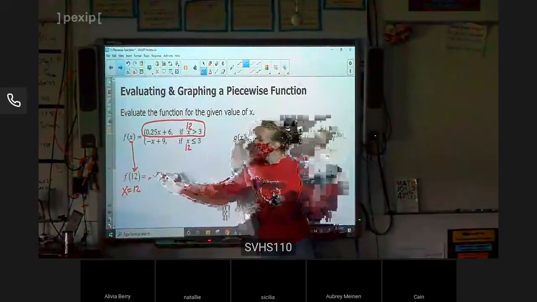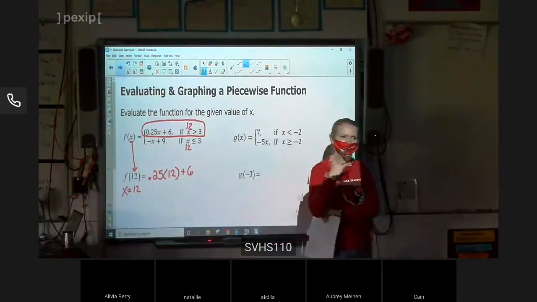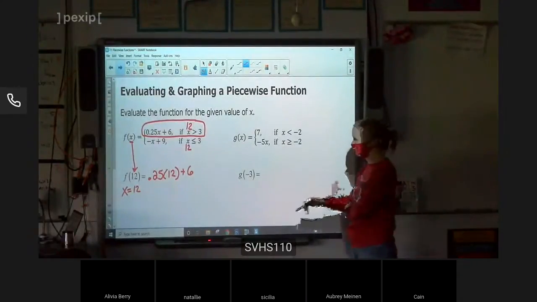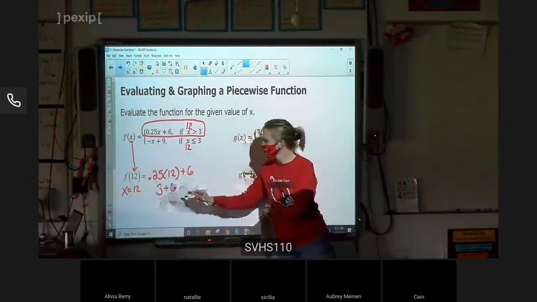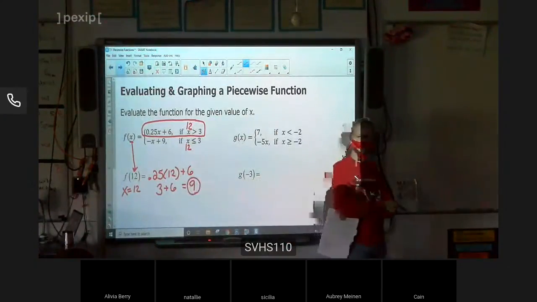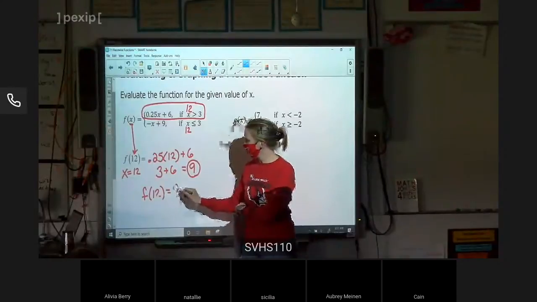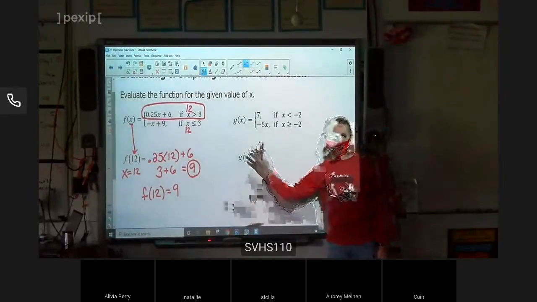So this would be 0.25 times 12 plus 6. And now I just solve that. I just simplify it. What's a quarter of 12? 12 divided by 4 is 3. Plus 6 would give me 9. There you go, there's your function. If you're writing it in function notation, not that I'm going to require you to do that, it would look like that, because that just means that it's the coordinate point 12, 9. That's where you would find it on the graph.